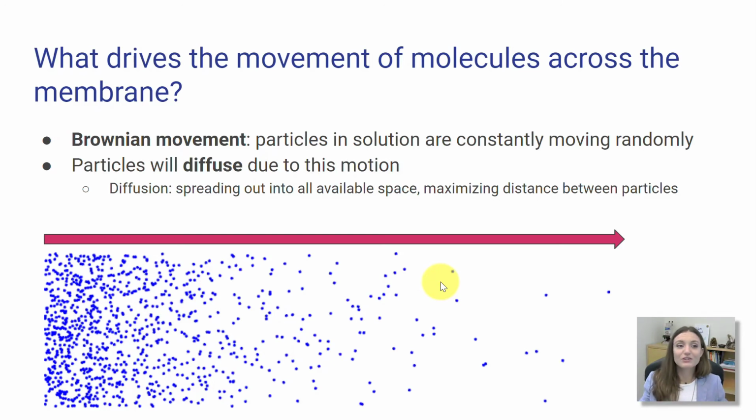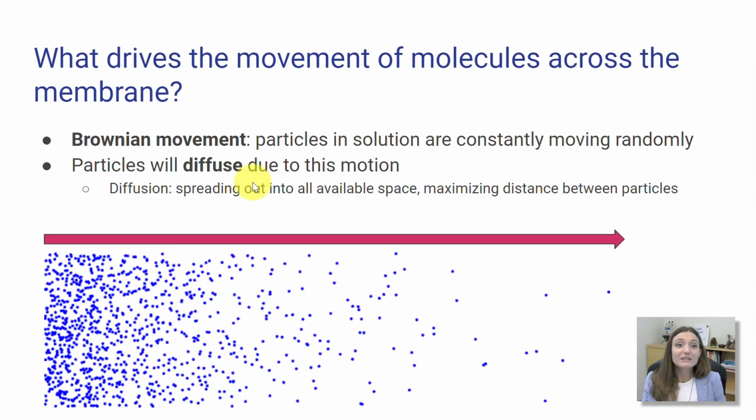Okay, so that Brownian motion, that random bumping into each other, causes molecules to move, and it ends up with molecules eventually taking up all the space that they can, moving as far away from each other as they can. They kind of reach this equilibrium point where they maximize the distance between other molecules. So they fill up the space that's around them in order to maximize that distance, and that is driven by that random movement, that Brownian motion.